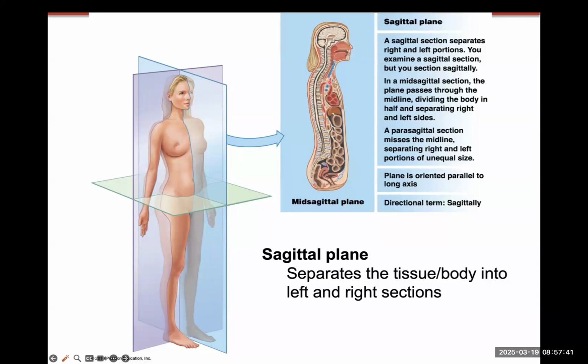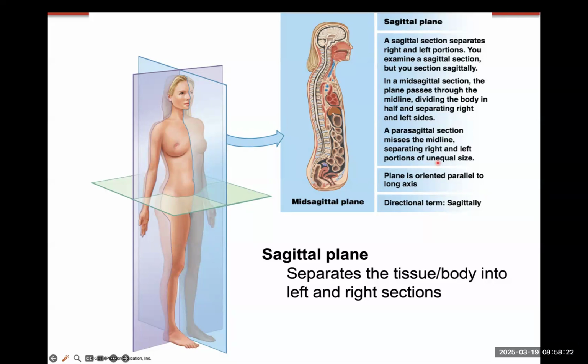If you go between the eyes, you have a special term called mid-sagittal plane, because it creates an equal right and left. On the other hand, if you go down a little bit to the side, not exactly from the middle, then it's called parasagittal. It misses the midline, separating the right and left portions in unequal sizes. It's like military, and then there's paramilitary, the extra military, the mercenaries that you pay for supporting your real military.